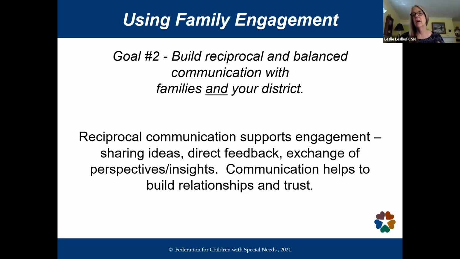And this method or this philosophy around communication is really going to help you build the relationships that you want and trust. And out of that trust comes more collaboration and more understanding. So we know that communication is a key element for SEPACs.